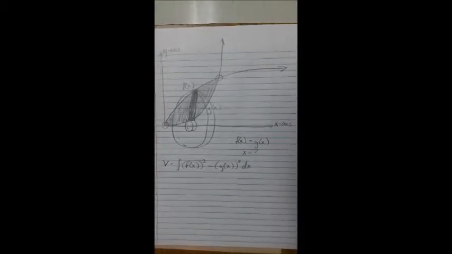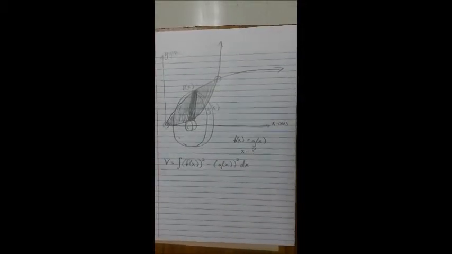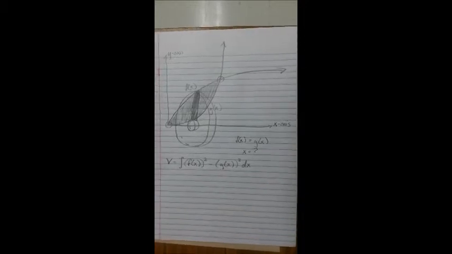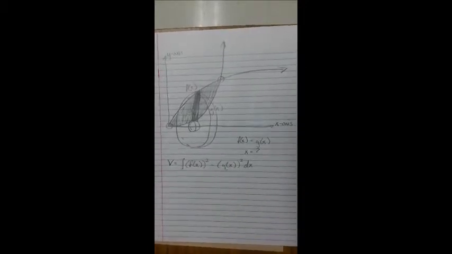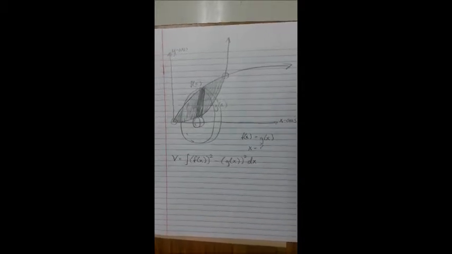Since f of x is higher in this problem, we must subtract g of x from f of x in the integral, just as we did in the area problem. But we must square both functions for it to be washer method. Then we can continue as usual by integrating the functions and then plugging in our bounds to solve for the definite integral.